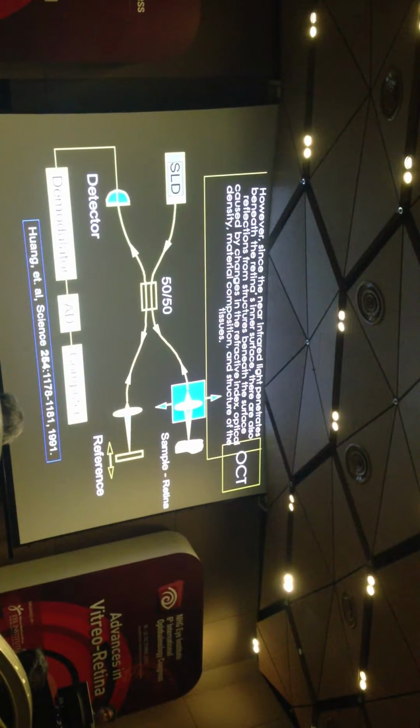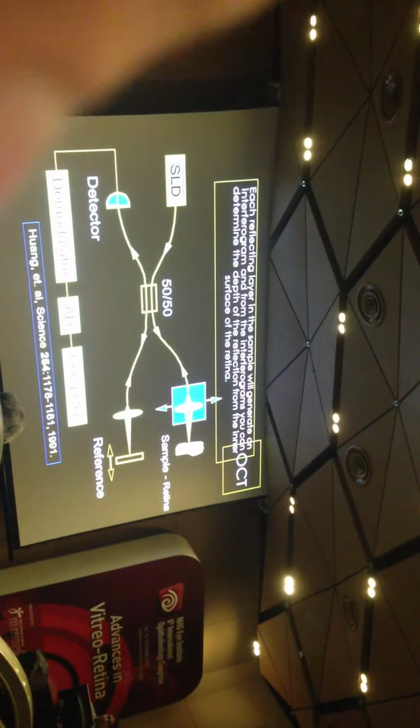The key thing to know is that there is not a single reflection in the retina. There are multiple surfaces in the retina. Wherever you have an index of refraction change, you have a reflection event that occurs. Because you have these multiple different events, you're able to get information about the depth of a variety of different structures in the eye.